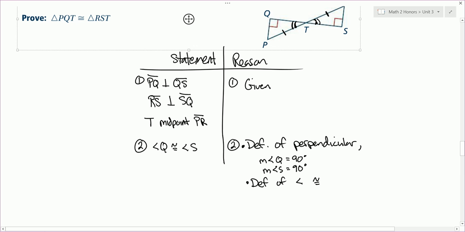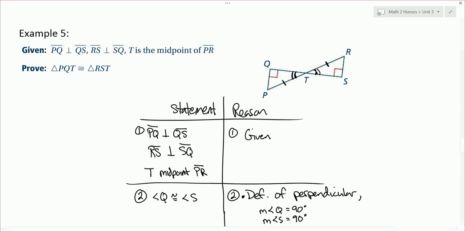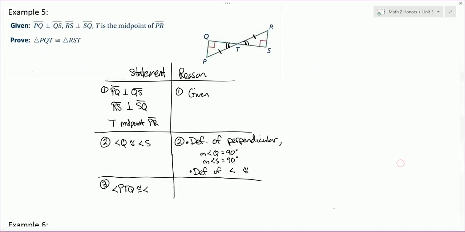Okay, statement 3. So now we have one congruent statement. Let's also state that those vertical angles, we get angle PTQ is congruent to angle, let's see what letters up there, RTS. Because they're vertical angles, and vertical angles are congruent.